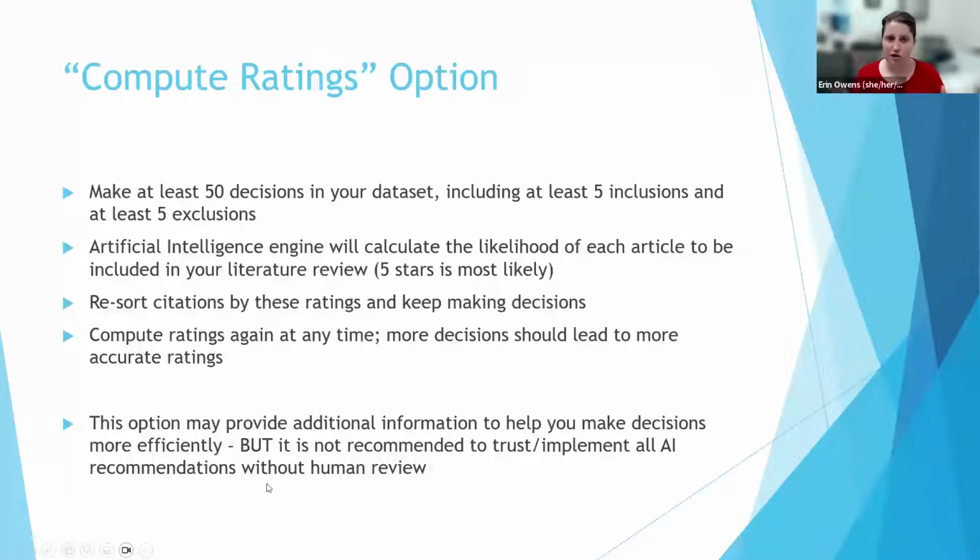Now, there's sort of an optional piece in Rayyan called compute ratings. It's kind of an artificial intelligence-driven process. Once you've made at least 50 decisions with at least 5 includes and 5 excludes, it's going to use those decisions to try to guess or approximate what your other decisions will be. And it's going to calculate the likelihood of each article being included in your review. And then if you wish, you can use that as a tool to help you making decisions. This is entirely optional.